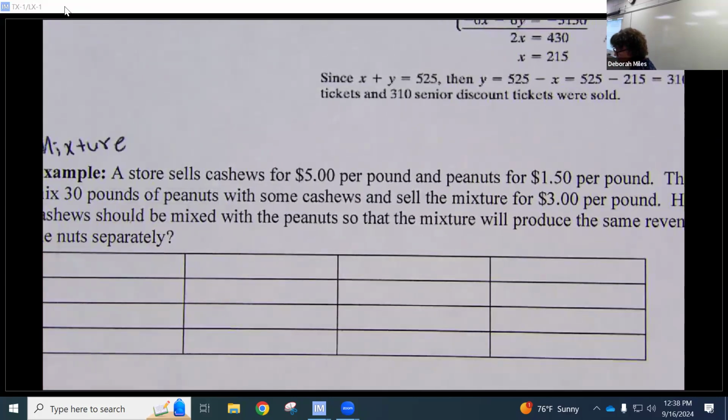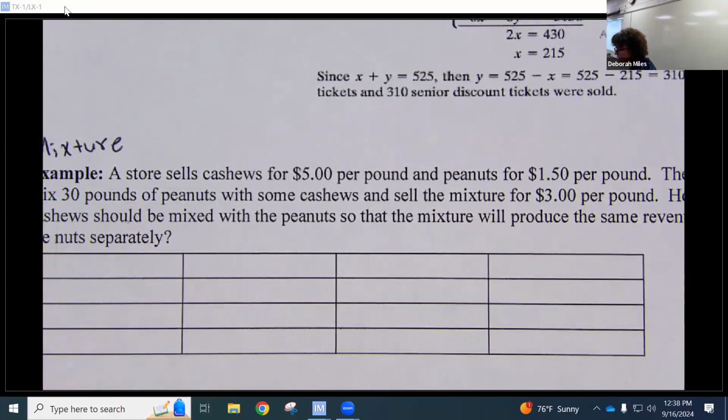The store sells cashews for $5 a pound and peanuts for $1.50 a pound. The manager decides to mix 30 pounds of peanuts with some cashews and sell the mixture for $3 a pound. What's being mixed? Cashews and peanuts.